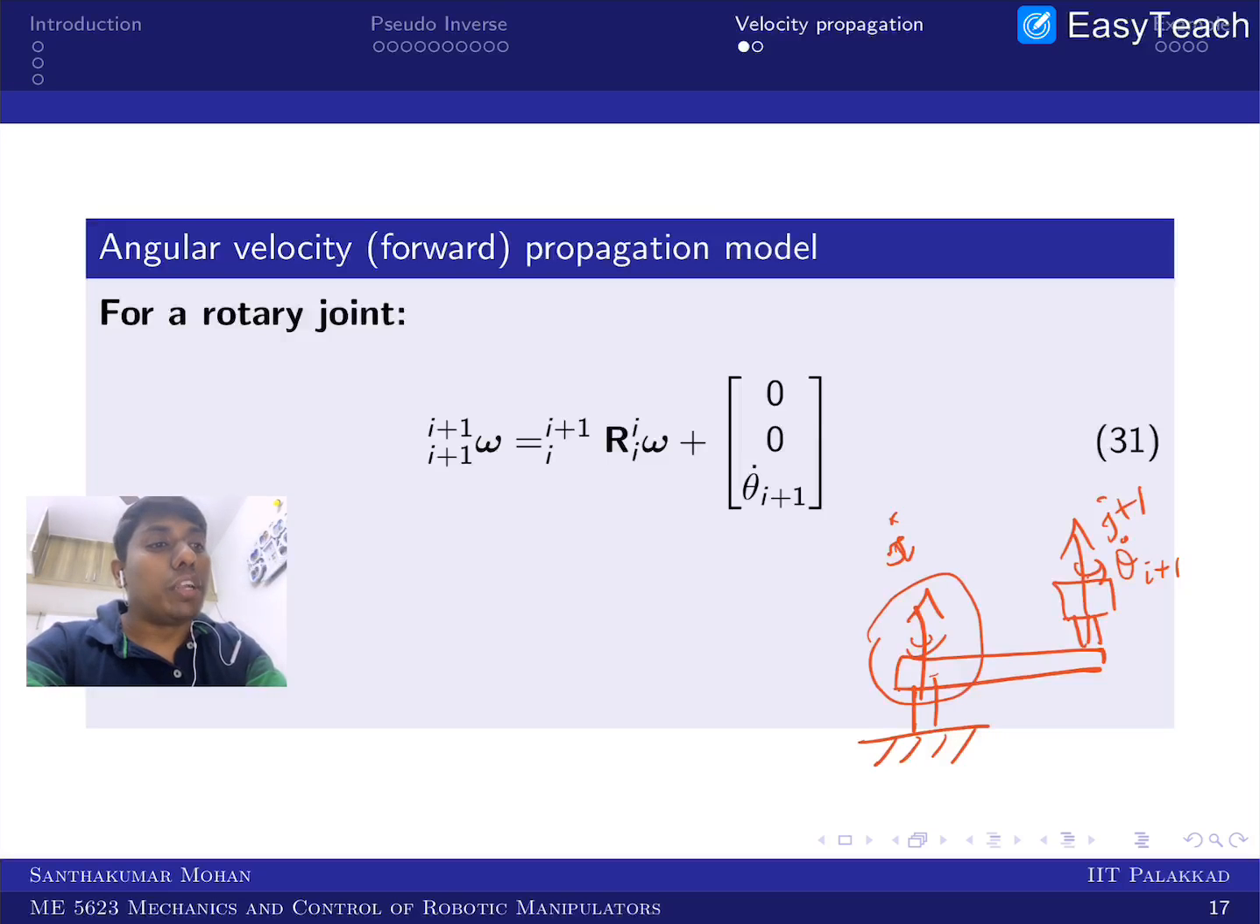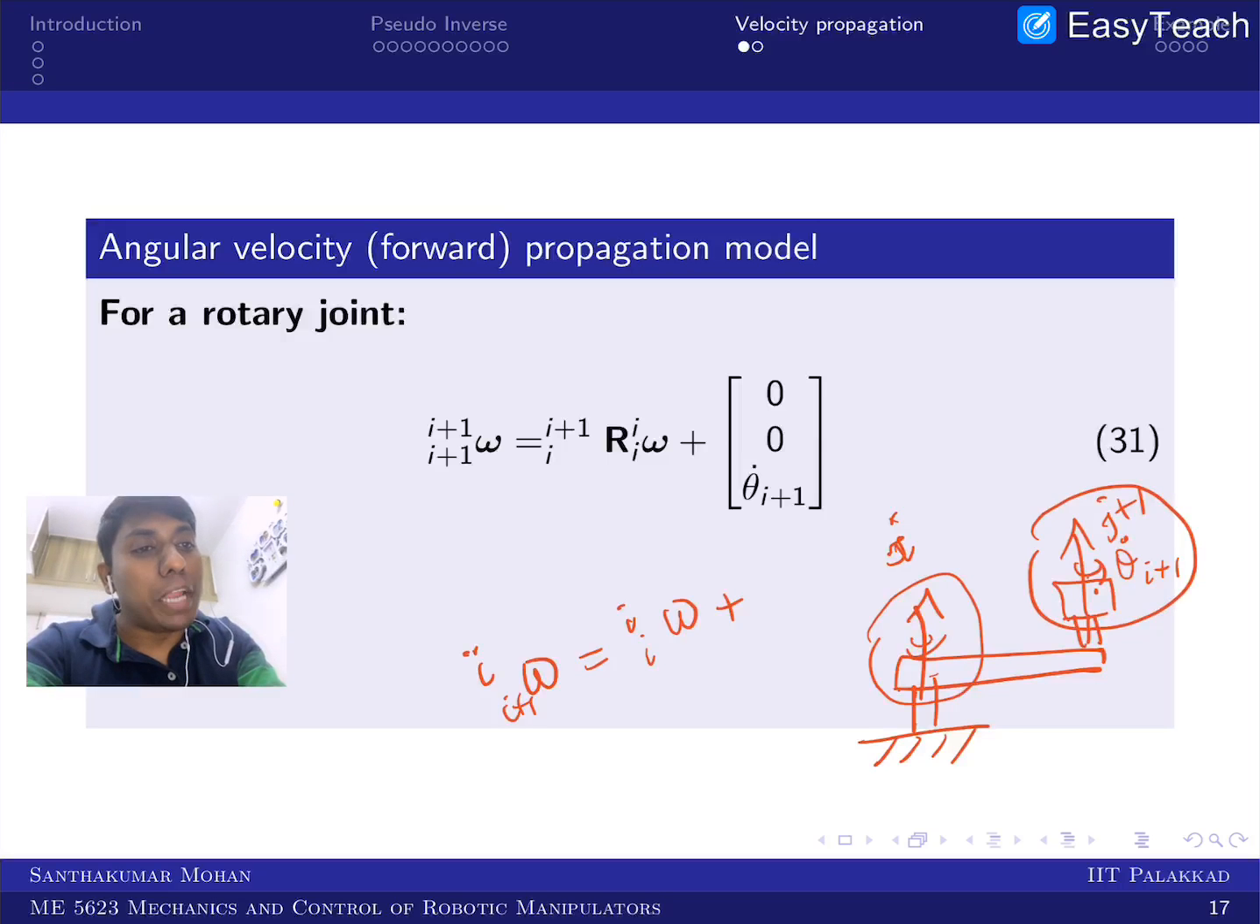So what one can see is, if I want to know the information of frame I plus 1 with respect to I, I can take the information of I, which is available with respect to this frame. The rotational information of I plus 1 with respect to I is known. So this is a theta, but about the vertical, in the sense the third axis.